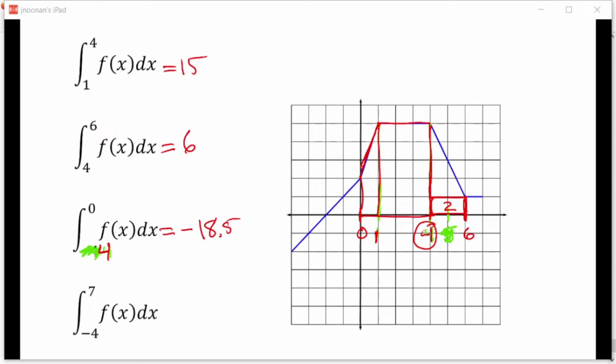Okay, next one, from -4 to 7. Whoa! Okay, just a minute. I have to erase some stuff. There's too much on here. So let's just get rid of everything and start fresh. We're going from -4, that's over here, all the way to 7, which is right there.